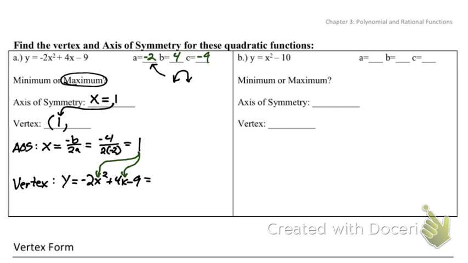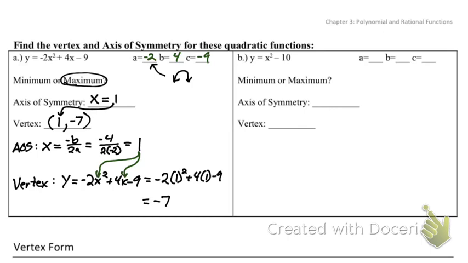All right, let's plug that in. We are going to have negative 2 times 1 squared plus 4 times 1 minus 9. Well, those are really just 1s. We have negative 2 plus 4, which equals a positive 2, minus 9 equals a negative 7. So our vertex is 1, negative 7. Whenever we're doing this, we're going to find our axis of symmetry first, and that's going to lead to our vertex.